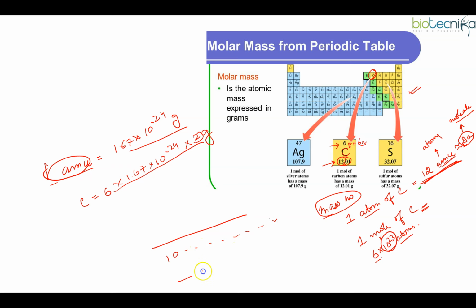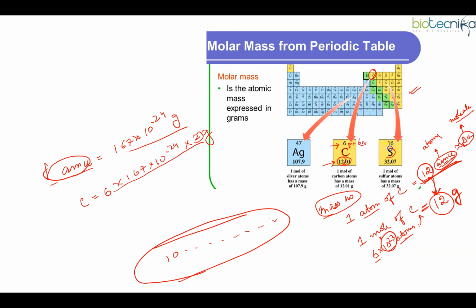You can well understand how much big this number will be. That many carbon atoms, obviously the mass is going to be more. But how do we have this mass? We have the same numerical value that we have from the periodic table, just that instead of AMU, we will be writing grams. That means 1 mole of 6 into 10 to the power 23 atoms of carbon will be same as the atomic mass, but expressed in grams.